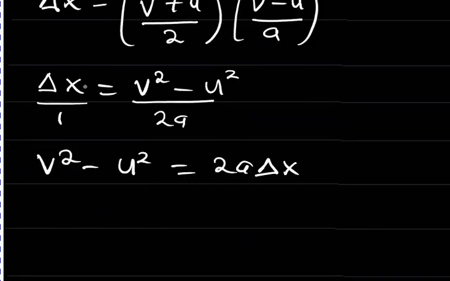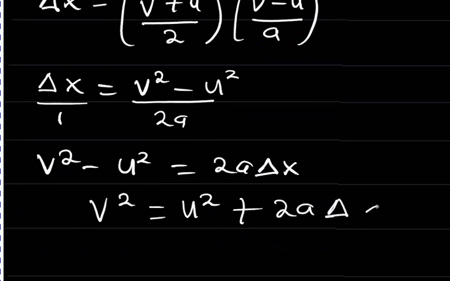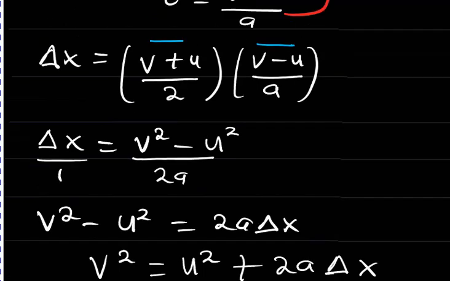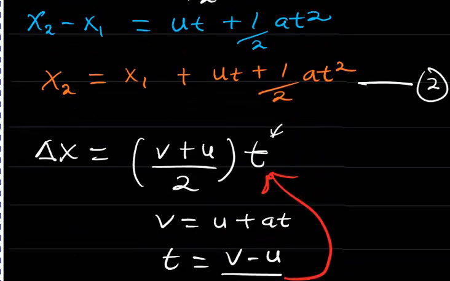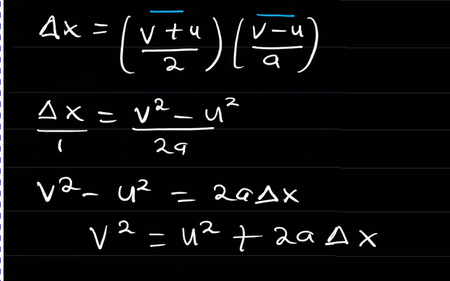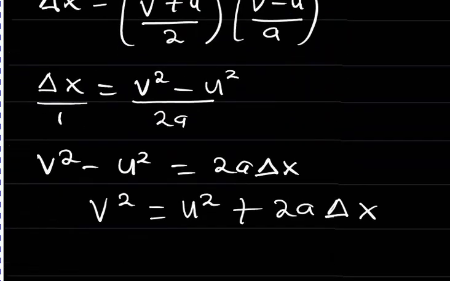So at this point, I can make v square the subject, take minus u square to the other side. So that's going to be u square plus 2a delta x. So I hope that is well understood. That is the derivation for the third equation.